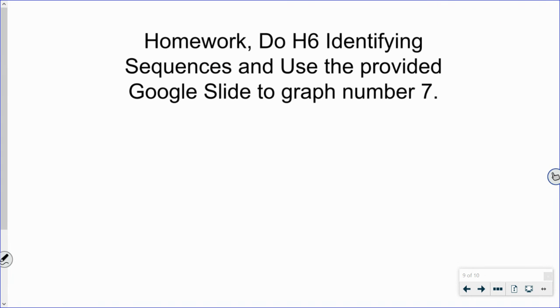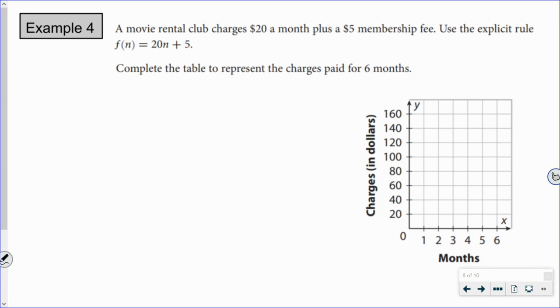All right, let's look at one more example, and then I'll give you a chance to begin your assignment, okay? This time we're going to take it a step farther and graph our sequence. First of all, a movie rental club charges $20 a month plus a $5 membership fee. Now this is the explicit rule. Use the explicit rule, f of n equals 20n plus 5. Complete the table to represent the charges paid for 6 months.